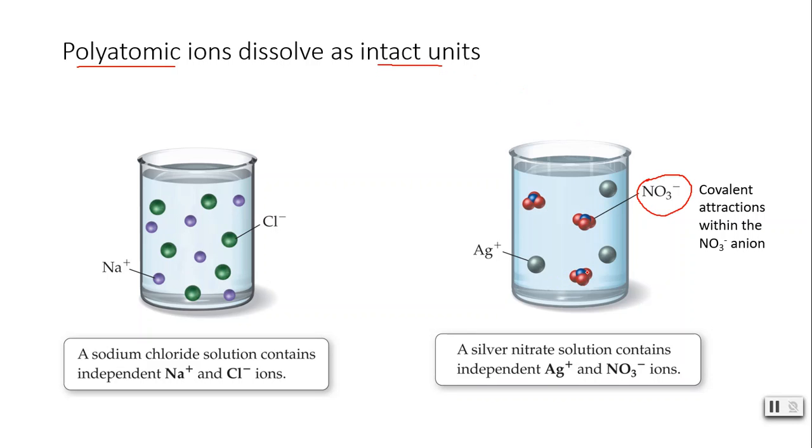So for example, silver nitrate, which is soluble, would dissolve in water and give you silver ions and nitrate anions. Okay? So polyatomic ions dissolve as intact units. They do not break apart; for this example, the nitrate would not break apart into its nitrogen and oxygen components. The polyatomic ions dissolve as intact units.